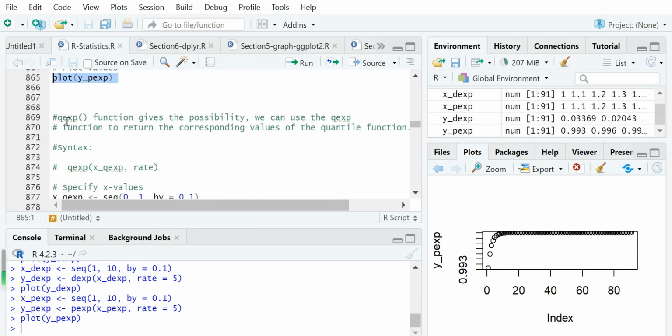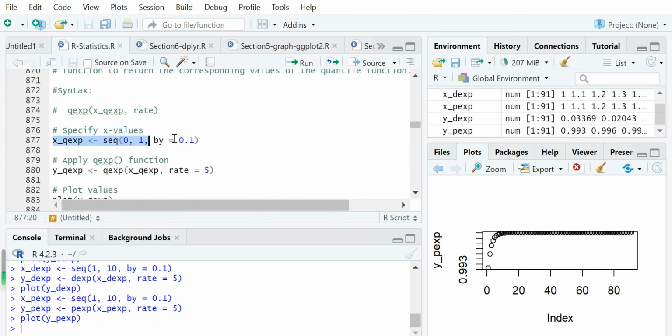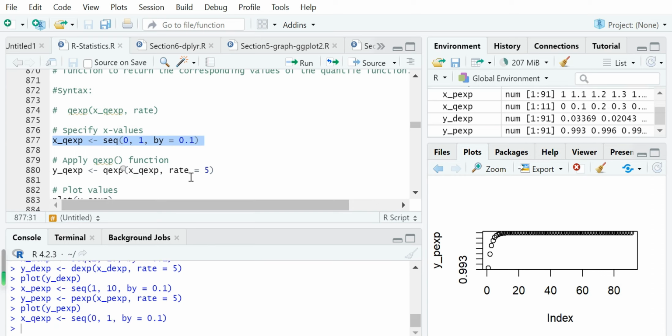The third function is called qexp, which returns the corresponding value of the quantile function from the given cumulative probability. So qexp is actually the opposite operation of pexp. For example, we create a vector from 0 to 1 with a gap of 0.1. This represents the cumulative probability between 0 and 1. Next, we calculate the quantile value using qexp of this vector of cumulative probabilities with the rate 5 in this exponential distribution.